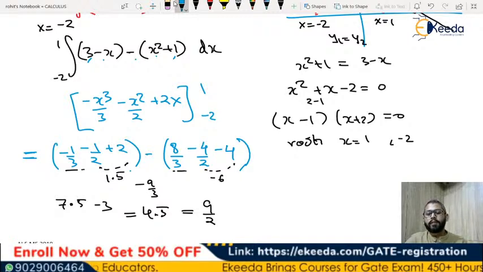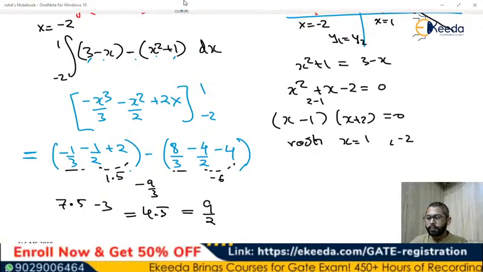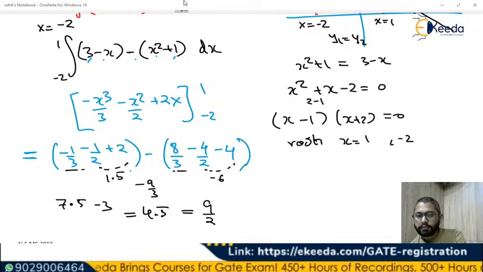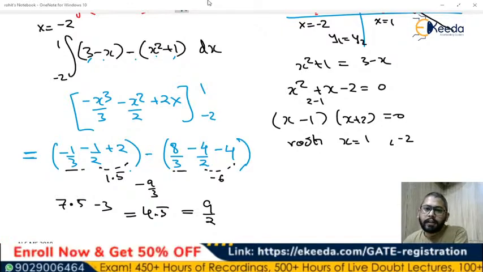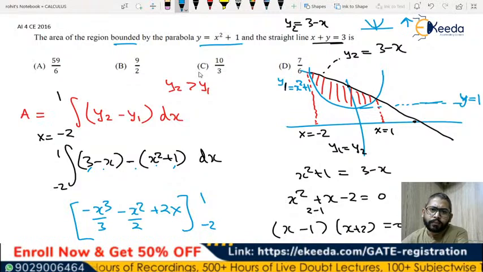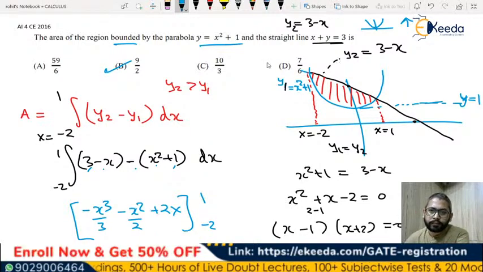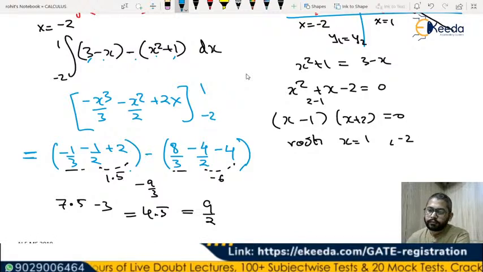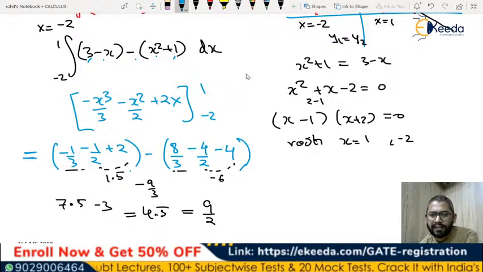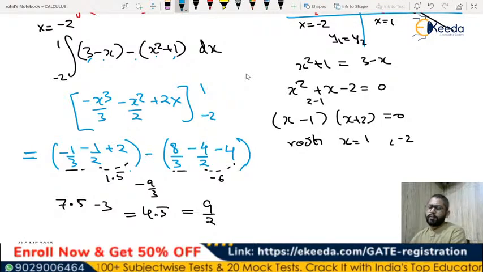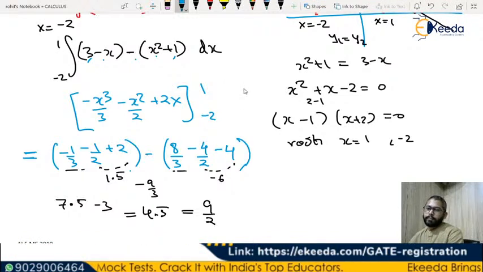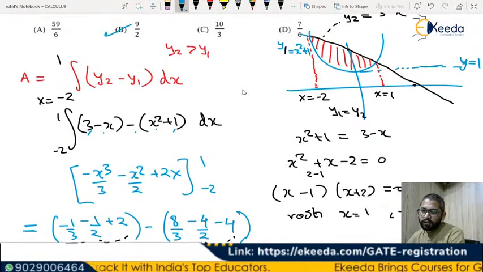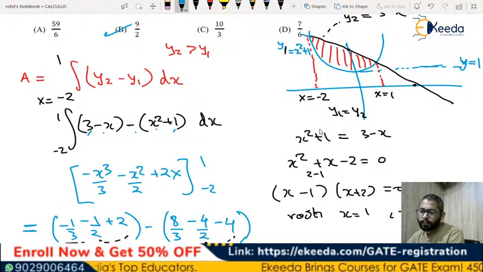So the final answer is 9 by 2, and please check the options. Nine by 2 is an option somewhere. Yes, option B. So B is the answer. Correct. Anyway, the calculation part is up to you. Don't depend on me for the calculation. So 9 by 2 is the answer, 4.5. You can see that the point of intersection is important, and you can find it by equating both the equations. And that's it.